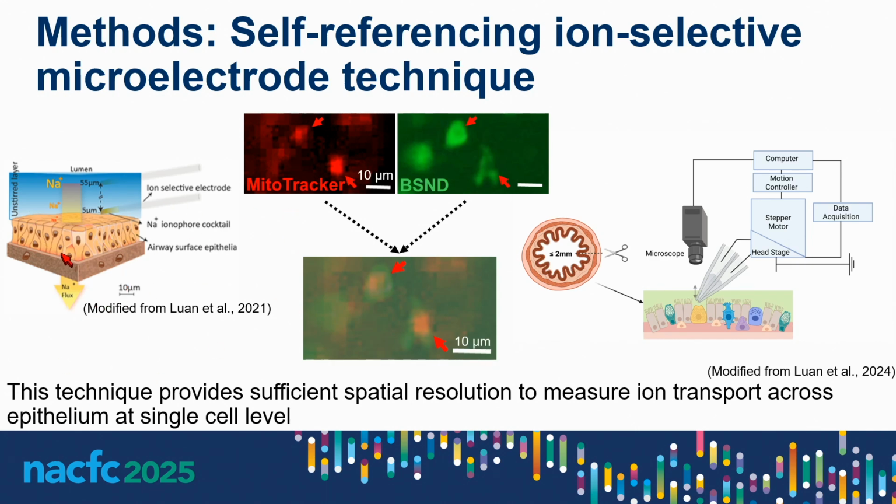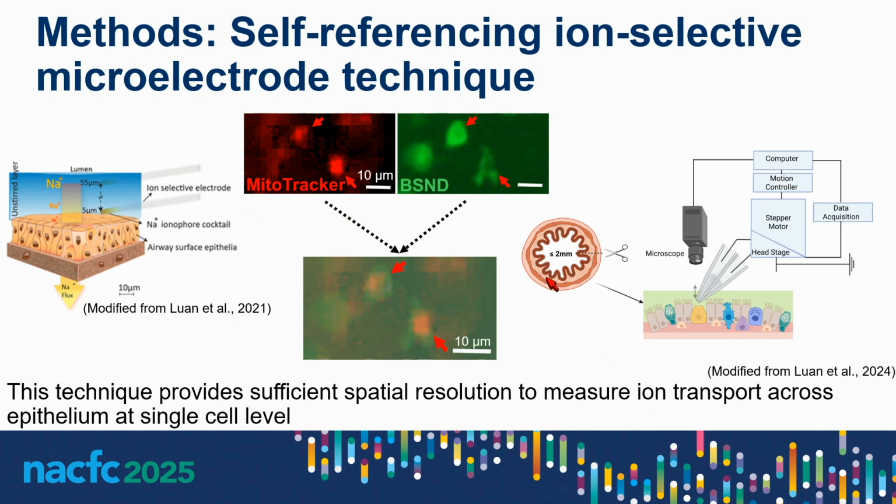If an epithelial cell is consistently moving ions from one side to another, the constitutive flux generates an ion concentration difference in an unstirred layer close to the tissue. And we can use that microelectrode to pick up the gradient difference close to the cell, and we can calculate back how fast the ion moves through that single cell.